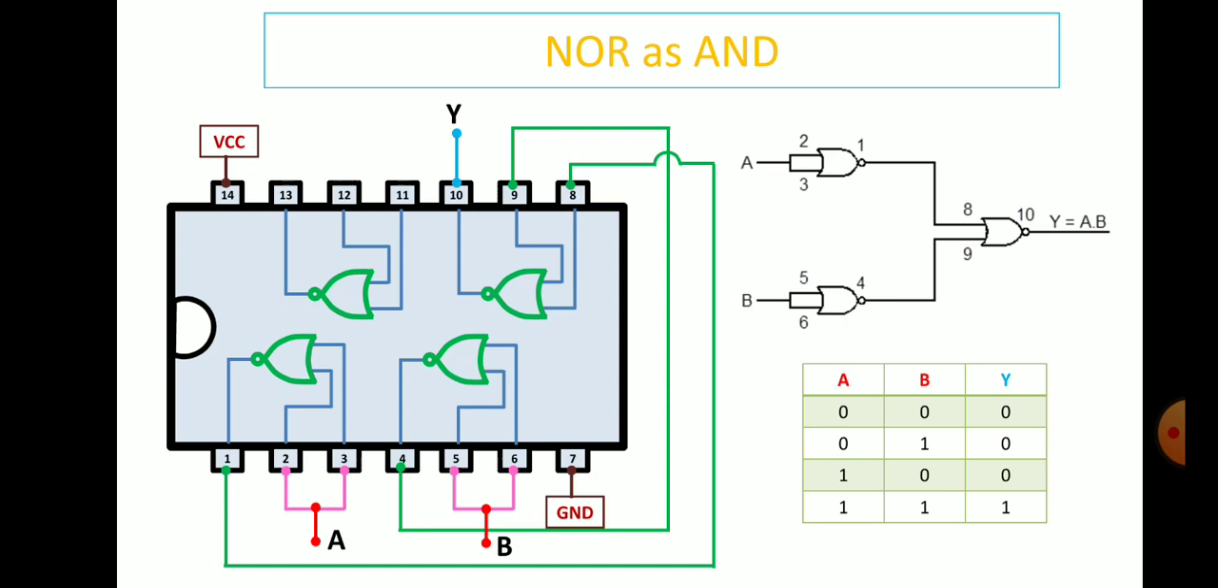Now, the truth table is here. For the AND gate, we know that only when both the inputs are high, the output will be high. In all other cases the output will be low. Means input A is 1 and input B is 1, only then the output Y will be 1. Otherwise, in all other cases the output will be 0. So, from the truth table we can verify the AND gate operation.